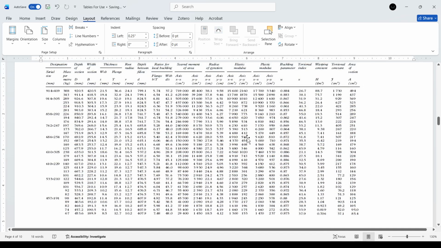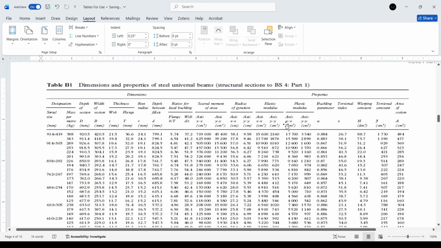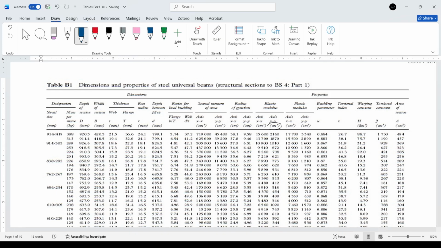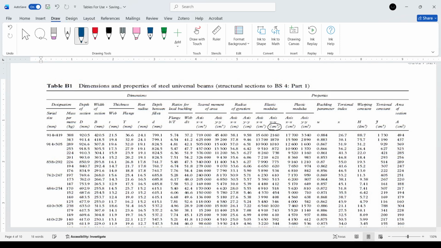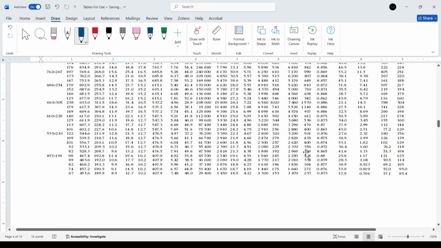Okay. If you look at it, specifically interested with the plastic modulus, you will realize that it has units of centimeter cubed. This is the elastic, this is plastic. The units are in centimeters cubed. I've sent you the table so you can check it for yourself. I already sent you the tables.